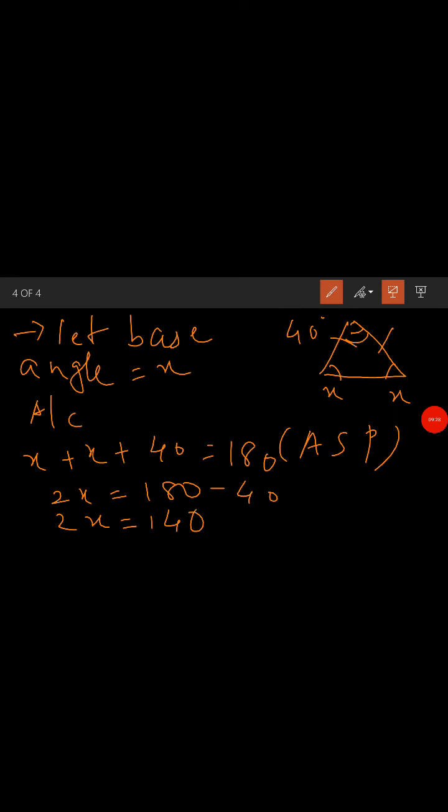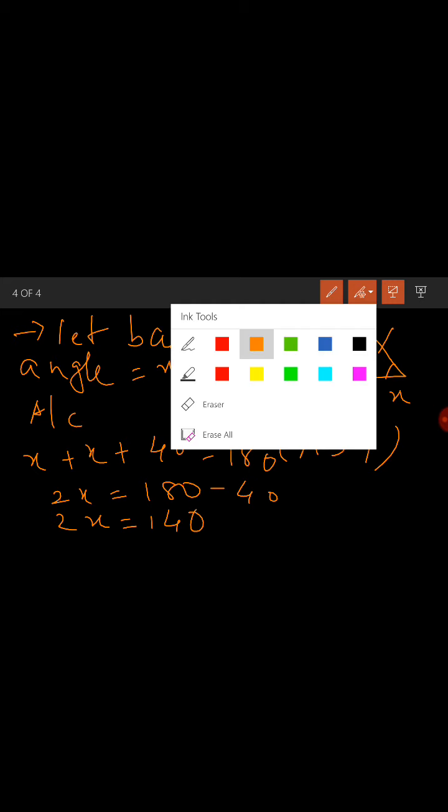I hope you have written this. So let me rub this one. What was our last step? 2x is equal to 140. This was our last step. Now continue with this. Now 2 will get transposed to the RHS. So x is equal to 140 divided by 2. So x will be equal to 70.